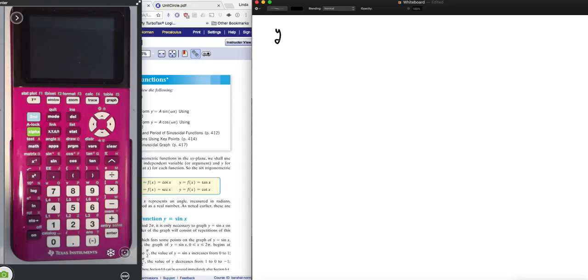So let's look at the general form. A tangent of omega x plus phi, plus b. There's the general form for tangent. Again, we get an amplitude. Now, amplitude is a little bit different for tangent because if we look back at the tangent graph, you'll notice it doesn't have a maximum or a minimum point. It goes up and down forever. So you're really thinking of it as the vertical stretch or compression rather than a maximum or minimum point.